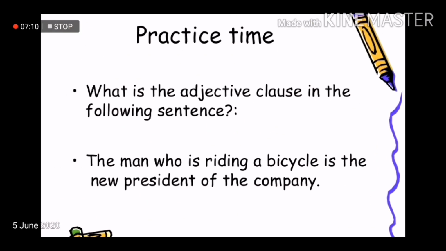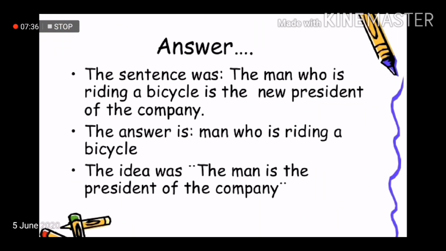Now it's practice time. What is the adjective clause in the following sentence? यहाँ पे आपको बोलना है adjective clause कौन सा इस sentence में. The sentence is: the man who is riding a bicycle is the new president of the company. The man who is riding a bicycle is the new president of the company. यहाँ पे आपको बोलना है कि adjective clause कौन सा है.